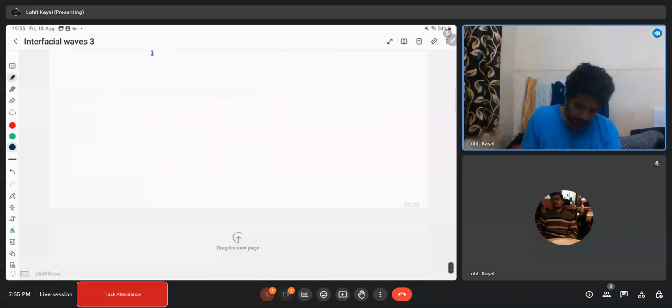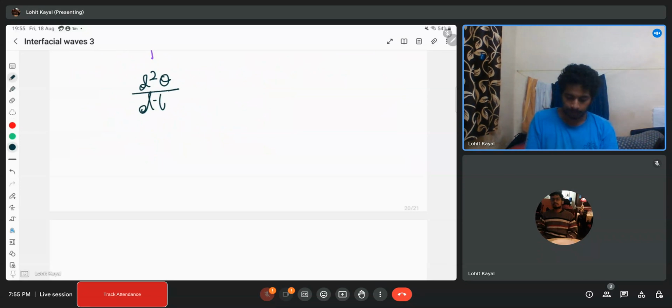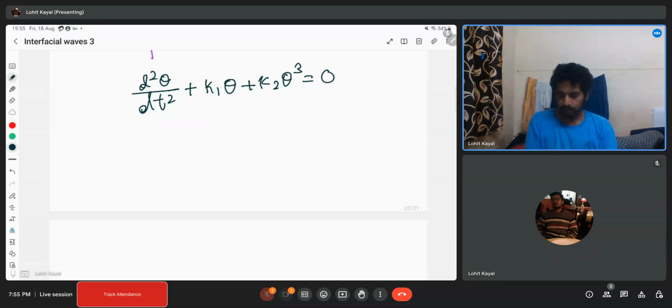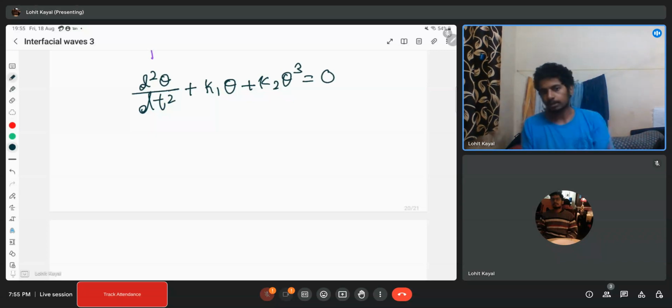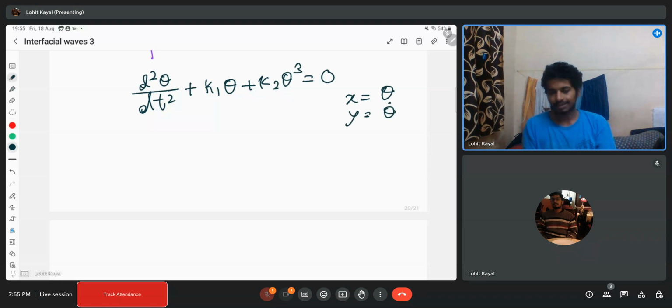Now, this is a similar kind of example we did in the last session. You are provided with your equation d squared theta dt squared plus k1 theta plus k2 theta cube equal to 0. So this is your equation. Now you need to find the phase portrait of this oscillator. You are given that x equal to theta and y equal to theta dot, that is d theta dt.